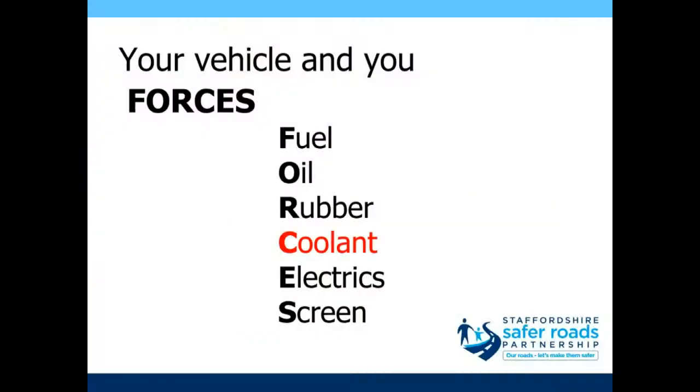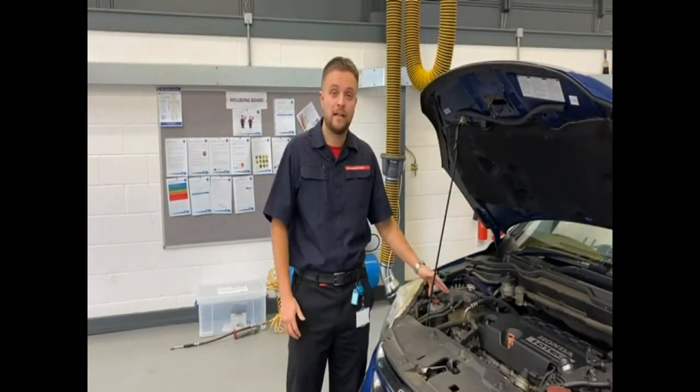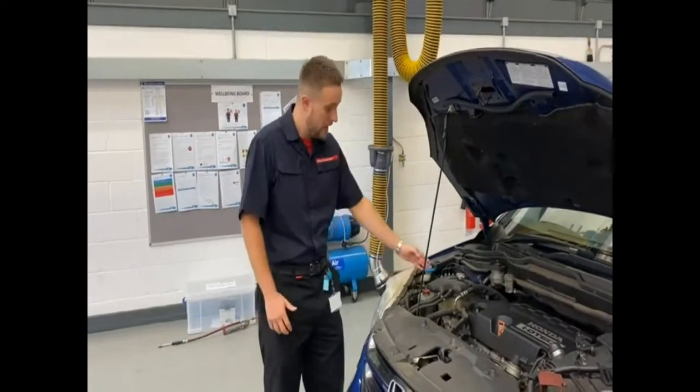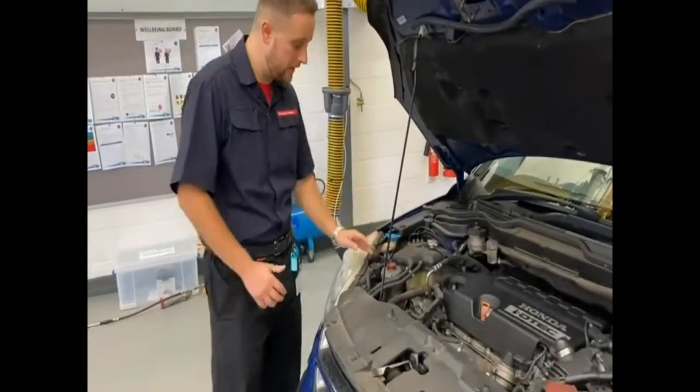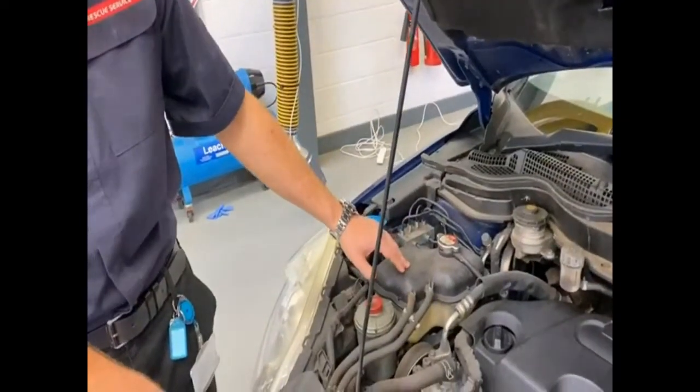Coolant. Another aspect of the vehicle checks is the engine coolant or antifreeze, to make sure that that's kept topped up at an appropriate level, and that's also found under the bonnet. There'll be a minimum and a maximum reading there to keep your eye on.